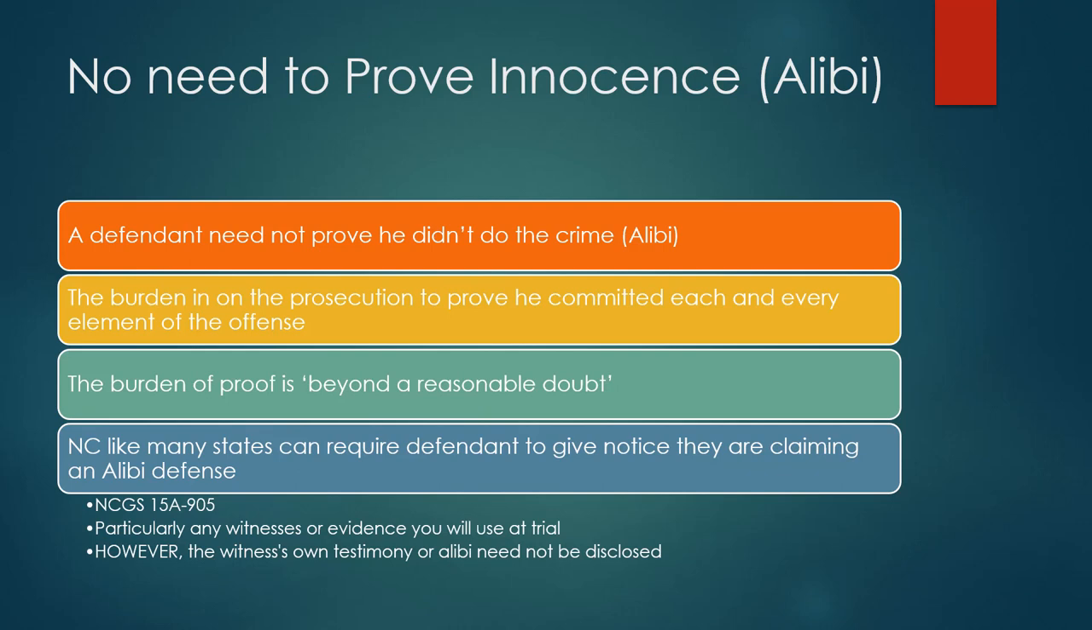The only thing you don't have to do, though, is if you say, I didn't do this and I have a defense, but there are no other witnesses to it and there's no other physical evidence, I don't have to tell you that. The witness's own testimony or alibi does not have to be disclosed. So if you say, well, I wasn't there because I was someplace else, and your only evidence that you're someplace else is your testimony, I don't have to tell the police that. This actually can give a little bit of an advantage to the defense, because essentially what you're saying to the prosecution is, I have a defense and I'm not going to tell you what it is.